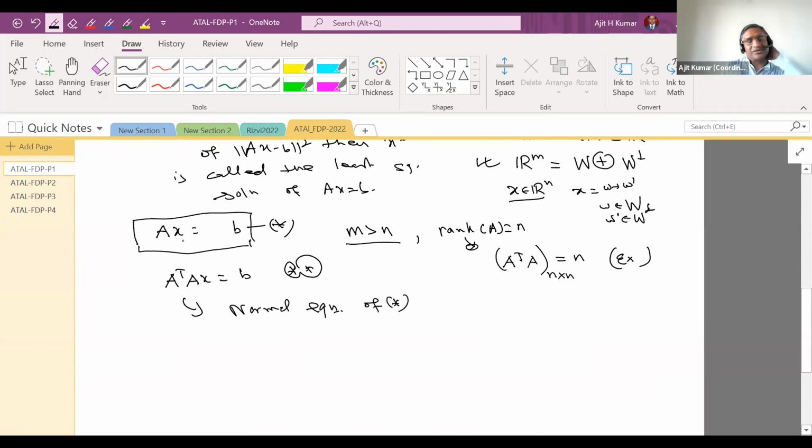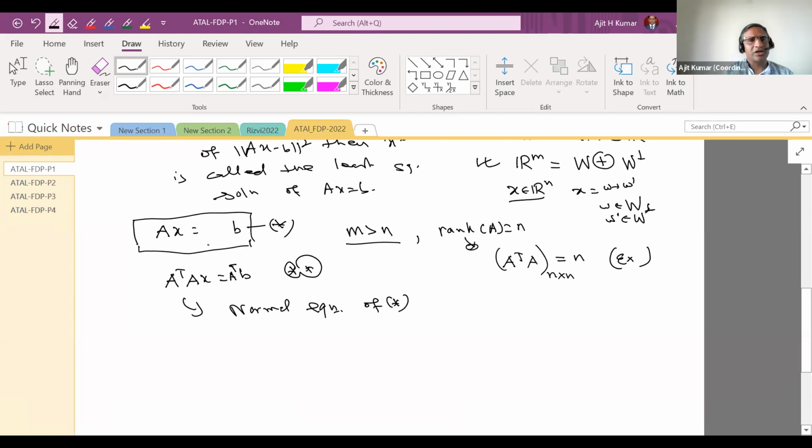In order to find... actually what I'm saying is not exactly correct. Sorry to interrupt, but it should be A transpose B on the right hand side, no? That's correct. Thank you. Both sides we are multiplying, right?